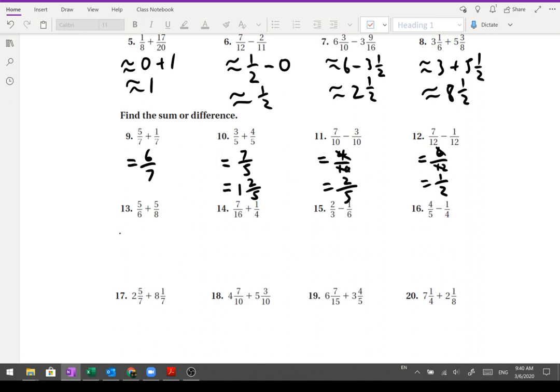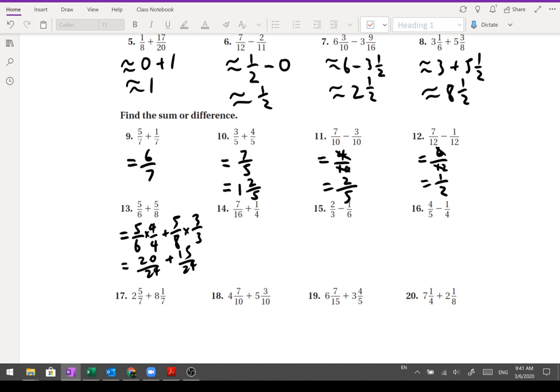So we have, this is equal to, the LCM of 6 and 8 is 24. So we have 5 over 6 times 4 over 4 plus 5 over 8 times 3 over 3. We have here 20 over 24 plus 15 over 24. Once you add them together, that's going to be 35 out of 24.